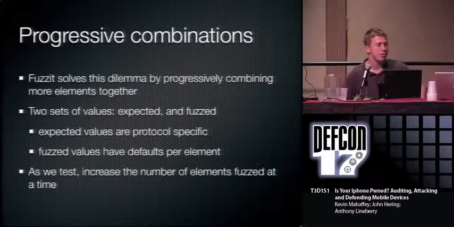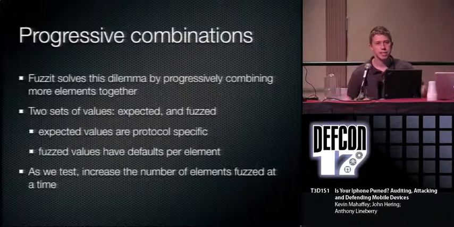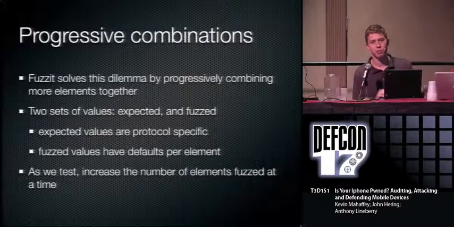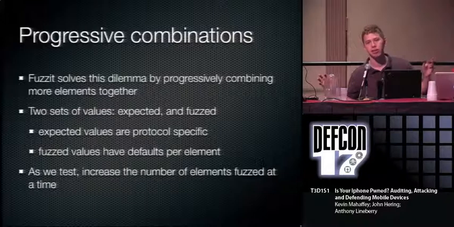So the technique we're introducing here is progressively incrementing the amount of combination we're doing. Basically, what that means is we have 2 sets of values for any given element. There's an expected value, for example, with HTTP, that would be put, get, delete, etc. And a set of fuzzed values, which would be all of the crazy, wonderful strings that you're trying to use to elicit failure in what you're testing.